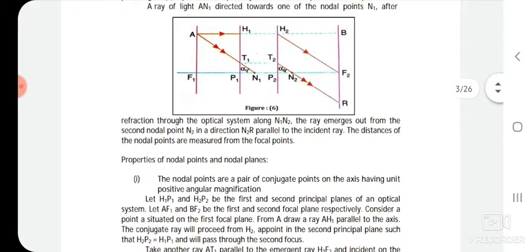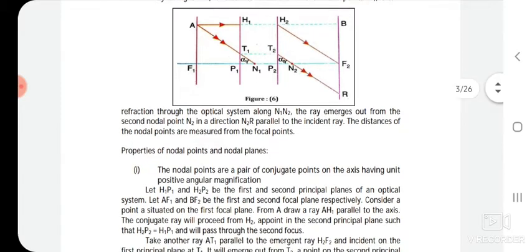Draw a ray AH1 parallel to the axis. A conjugate ray will proceed from a point H2 on the second principal plane such that H2P2 is equal to H1P1, and will pass through the second focus F2.